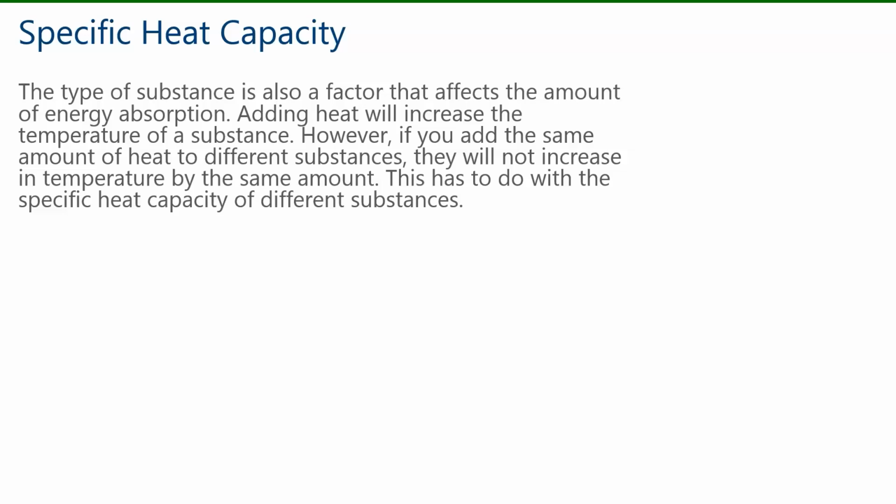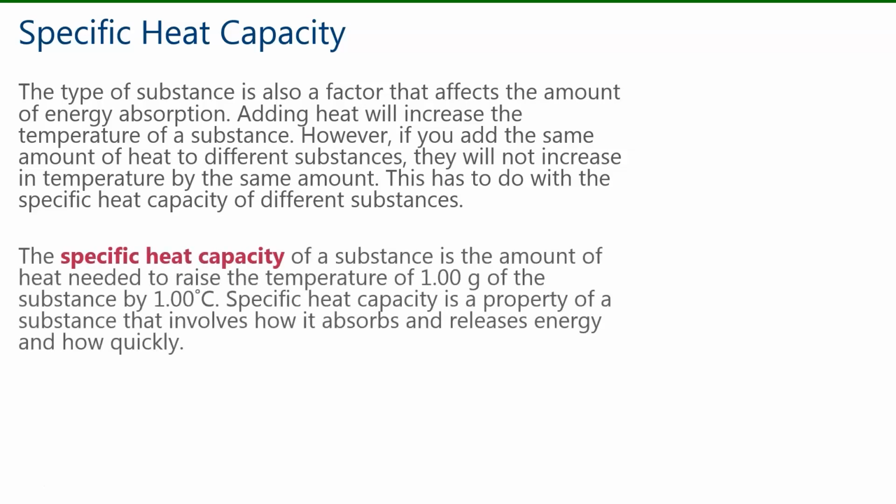Adding heat will increase the temperature of a substance. However, if you add the same amount of heat to different substances, they will not increase in temperature by the same amount. This has to do with the specific heat capacity of different substances. The specific heat capacity of a substance is the amount of heat needed to raise the temperature of 1.00 grams of the substance by 1.00 degrees Celsius. Specific heat capacity is a property of a substance that involves how it absorbs and releases energy and how quickly.